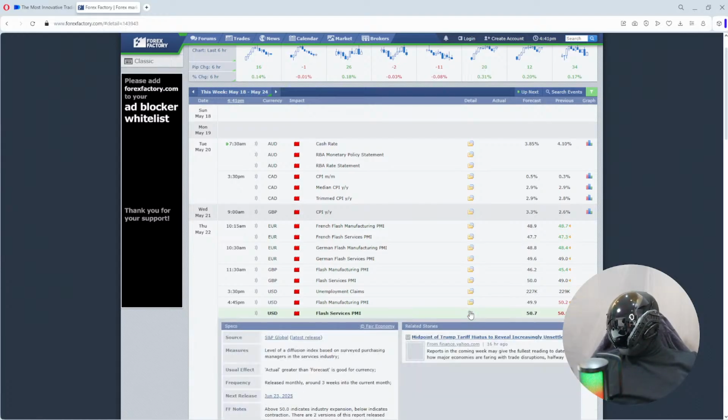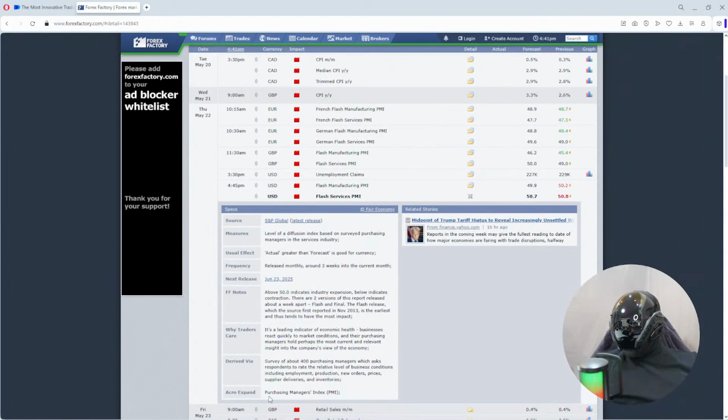PMI, on the other hand, right? So when we open it, there we go, we can take a look. It's the Purchasing Managers Index. Businesses react quickly to market conditions, the supply and demand principles.